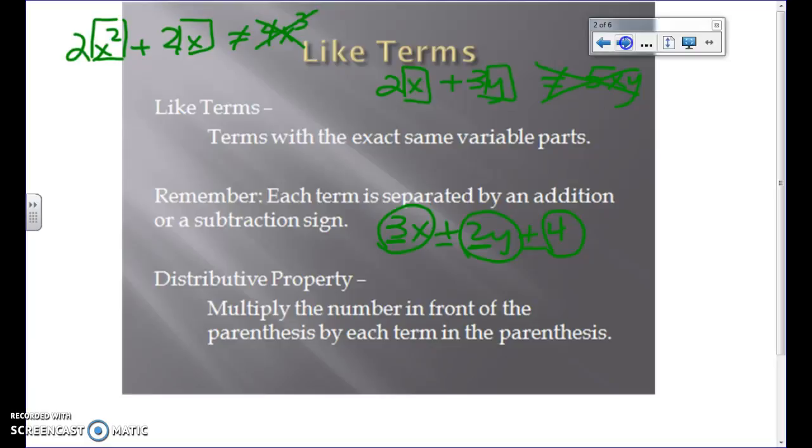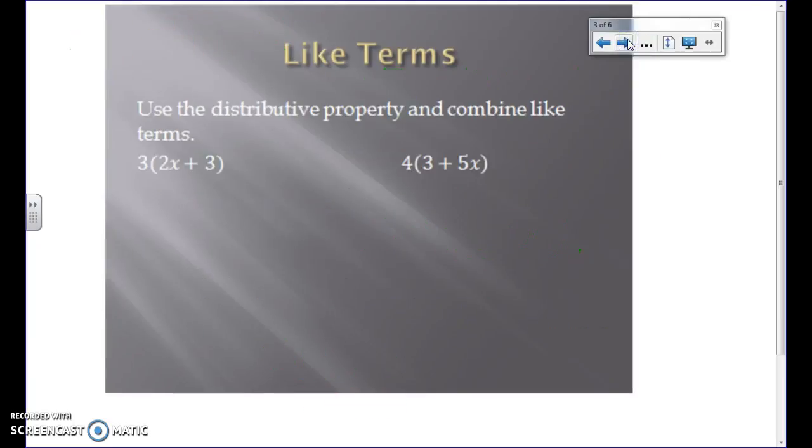Okay? Now, the distributive property, if you remember, is when we take that number in front of the parentheses and we multiply it times both parts inside the parentheses. 2 times x is 2x, and 2 times 2 is 4. All right? So that's what we're going to do today, but we're also going to combine like terms. So let's start with just the distributive property.